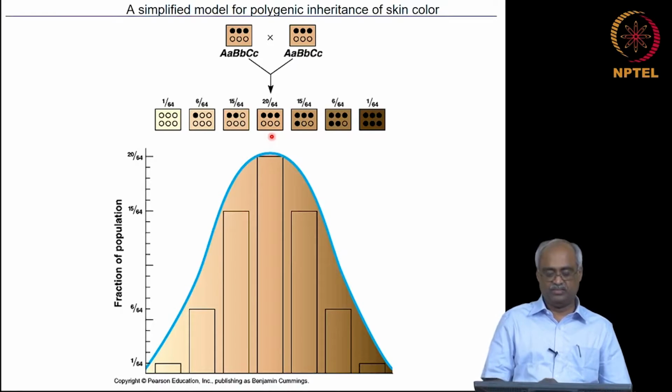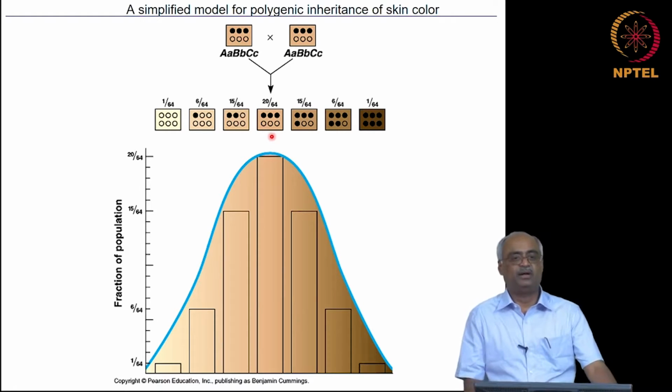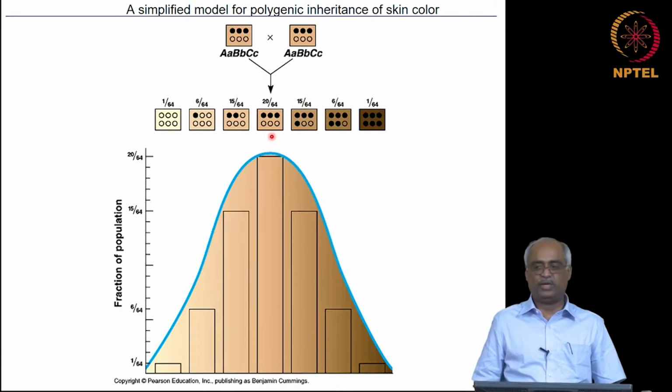Variation in the phenotype is usually a good indicator of polygenic inheritance. Human height is a good example, and in this particular organism the color shade is a good example. Is this clear? Polygenic inheritance.